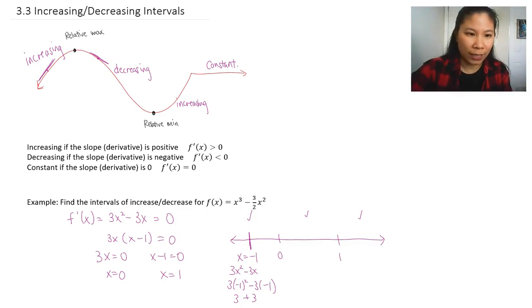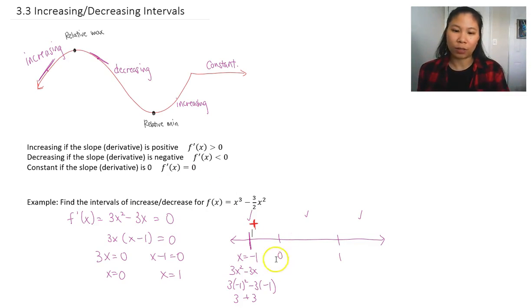So if I get a positive 6 at x equals -1, that means to the left of the 0, my critical point of 0, everything on the left of it is going to be increasing because it's positive. Okay, so now we're just going to do this for the rest of the sections that I have.